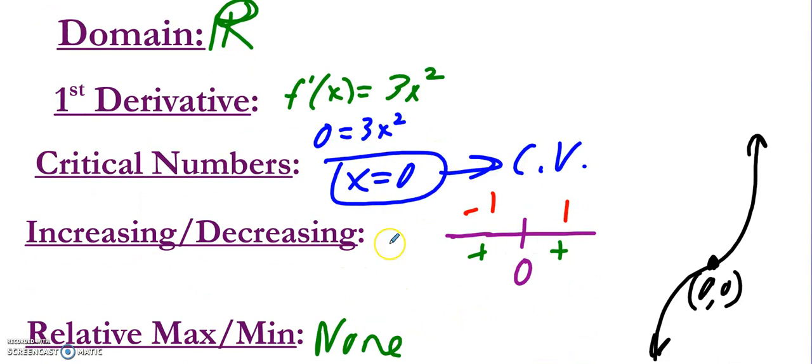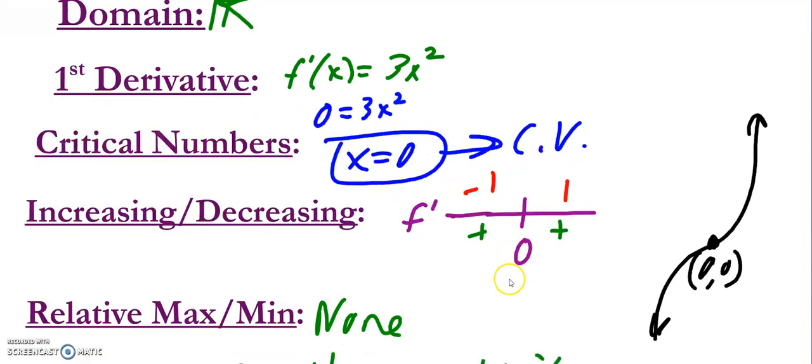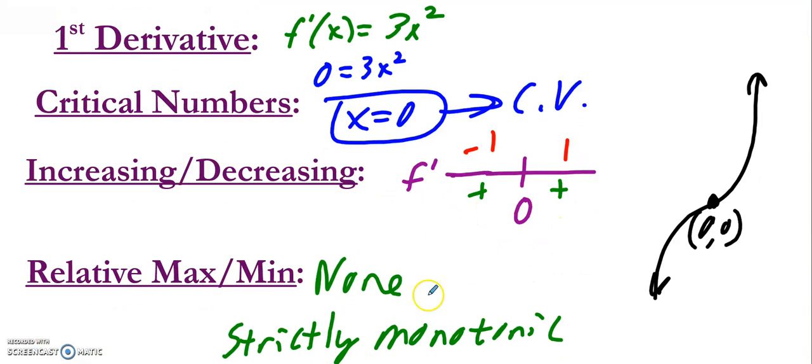So if I plug that into my increasing decreasing chart, another thing that's a good habit that I guess I didn't do on the first one, so I apologize, is when I'm making this increasing decreasing chart, actually label it. So I know that this is f prime. I'm plugging things into the first derivative, and this is a critical value from the first derivative. So that's a good habit to get into so that I know what the chart is actually representing. If I plug in a number to the left of 0, I get a positive value. If I plug in a number to the right of 0, I also get a positive value. So therefore, this is not going to be a relative minimum or maximum, and it happens to be strictly monotonic.